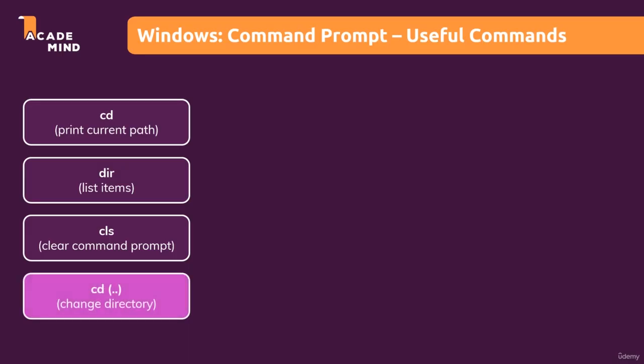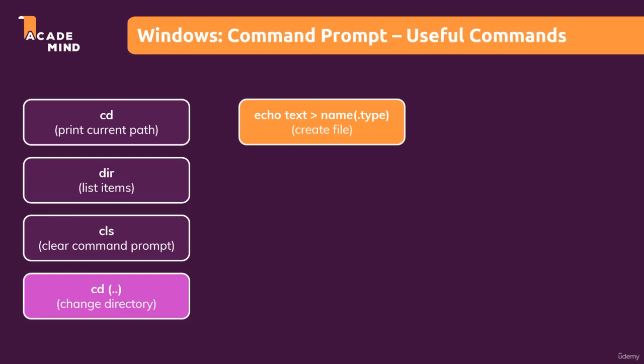We also had cd once again, but not with the printing of the current path as we have it with cd only. But if we add cd and then 2 dots, this means we move one hierarchy level up from our current location. Or if we add a relative or absolute path, we are able to access other folders on our device with cd. We also learned how to create new files. This was the echo command. So echo, then the text, which is the content of this file, and then the name of the file and .type for the file type.